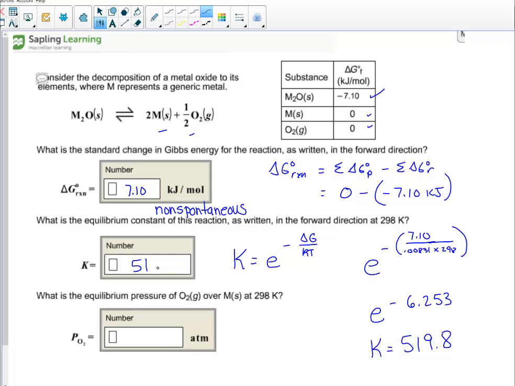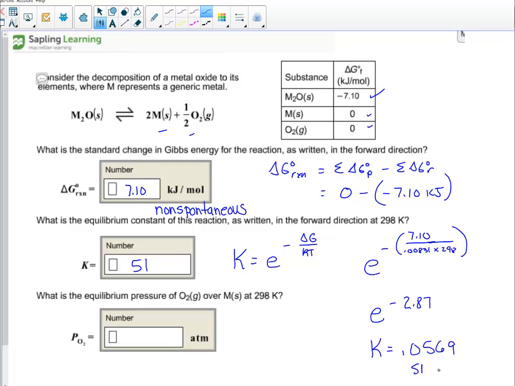7.1 divided by 0.00831 divided by 298. I got that wrong. Thank you for helping me find that. 2.87 is what my screen says. And then second function natural log raised to the negative of that answer. Yeah, that's a number that makes way more sense. 0.0569.